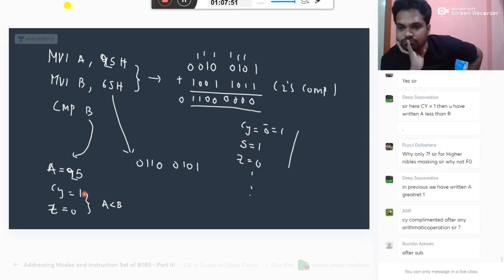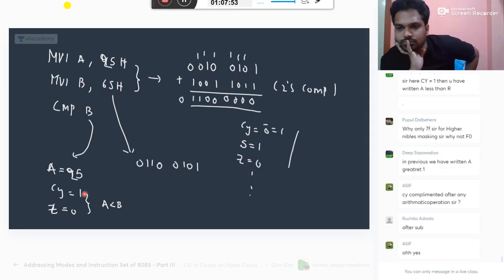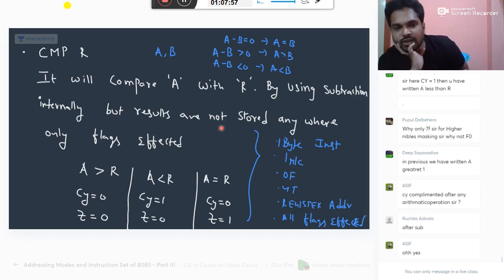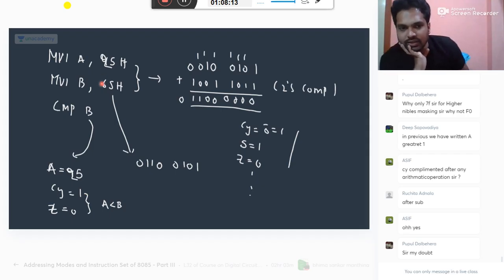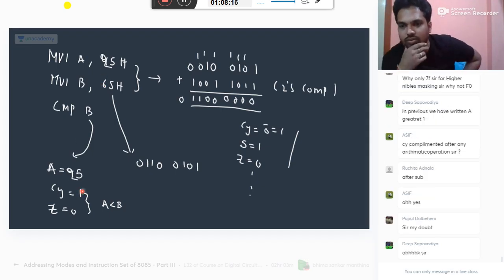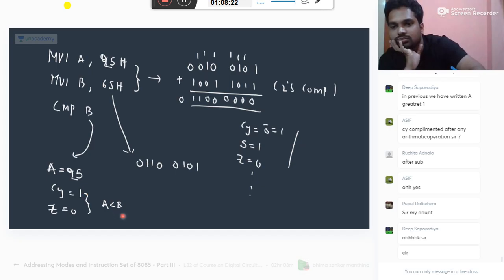Why only 7F for higher nibble masking? For higher nibble masking, it is not 7F, it is 0F only. Higher nibble masking we do with 0F, not 7F. For MSB masking, MSB means single bit masking, we use 7F. Okay, so next.